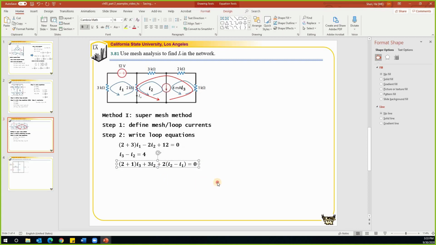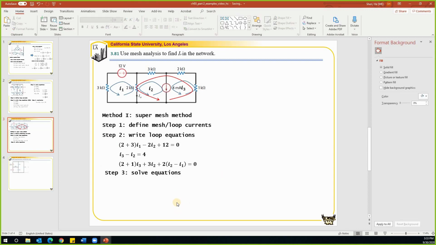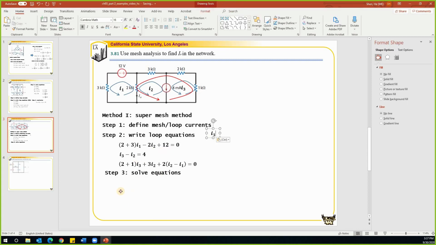The next step is to solve these equations. I'm going to let you practice how to solve them. Tell me the answer after you're done. I'm not sure whether I get the same answer as you or not. What I have: I1 is equal to negative 10 over 3, I2 is negative 7 over 3, I3 is 5 over 3 milliamp. Do you get the same answer?